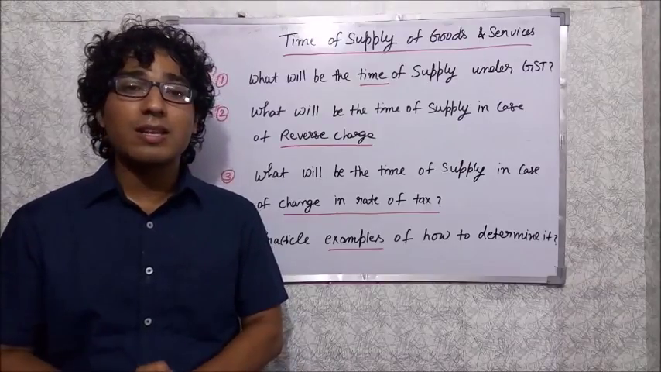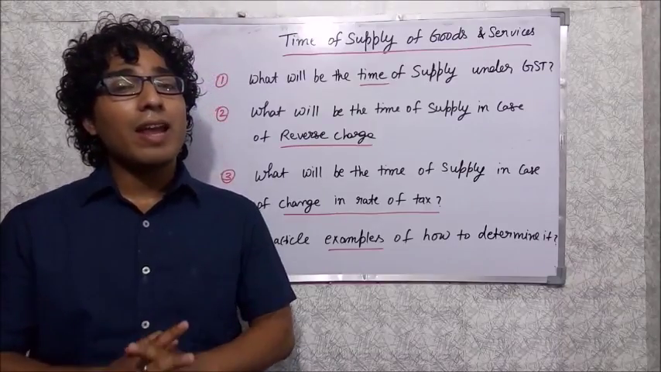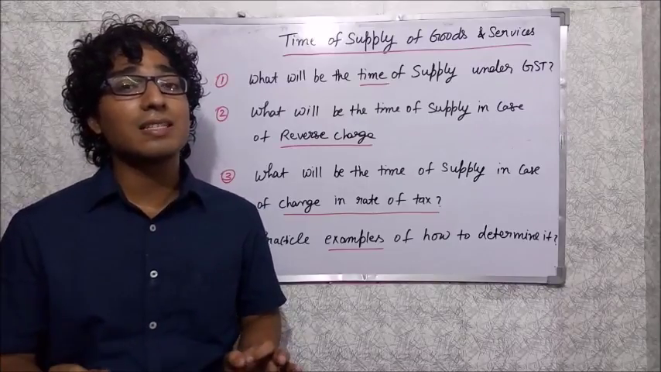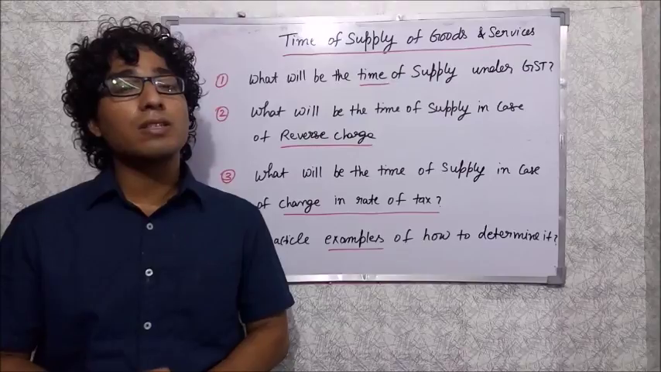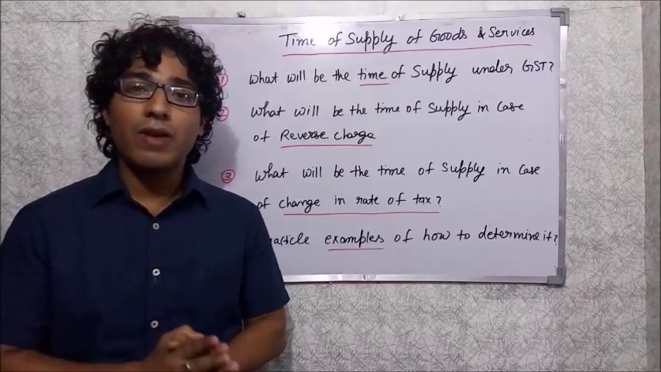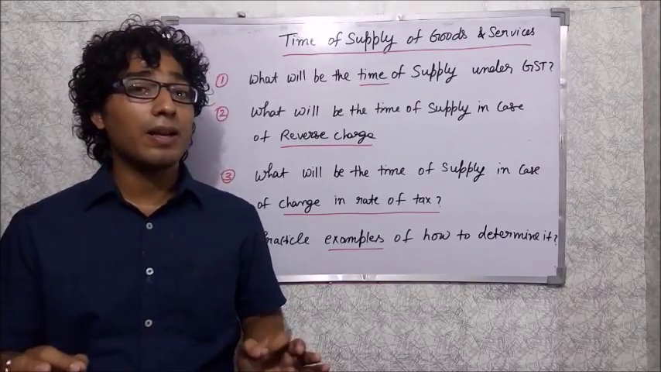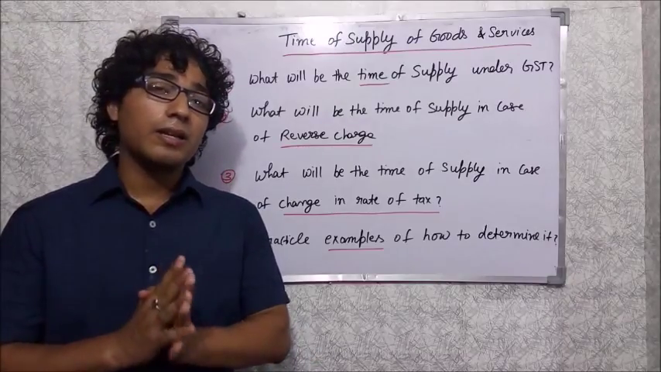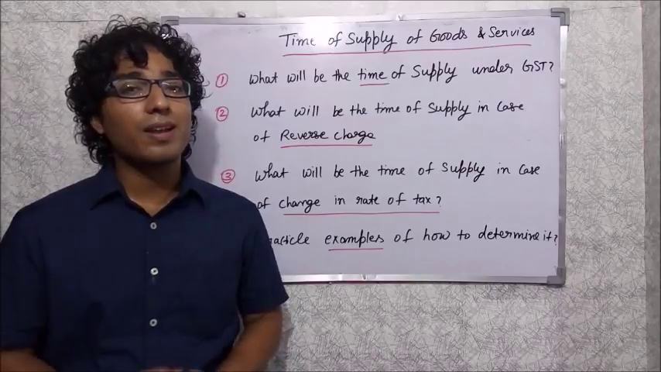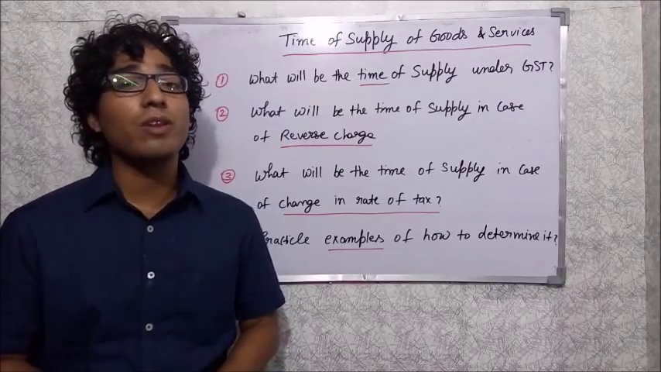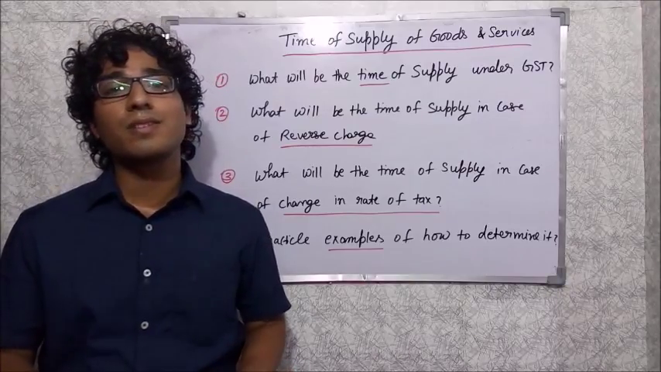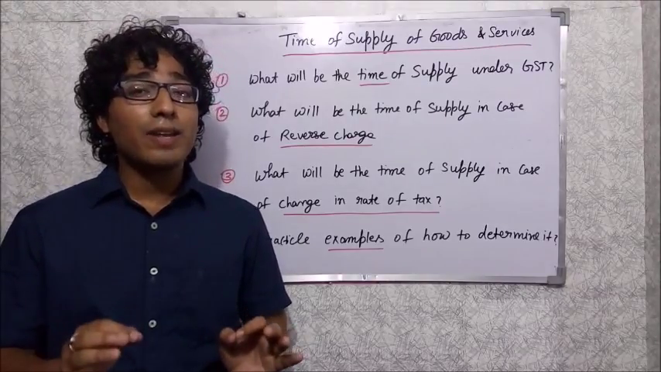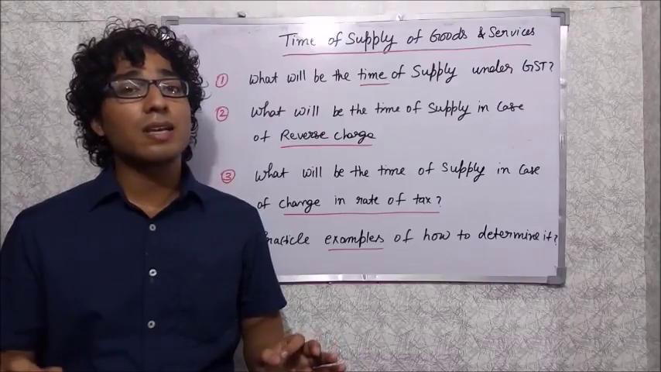So you have to first get the idea of when the supply of goods or services has actually happened, and the answer to this question comes from understanding the topic of time of supply of goods or services. When you understand the time of supply, you will get the answer to the question of when we can say that the supply of goods or services has happened.